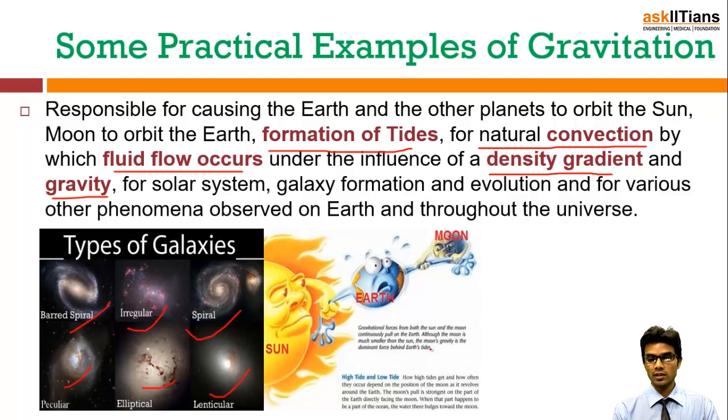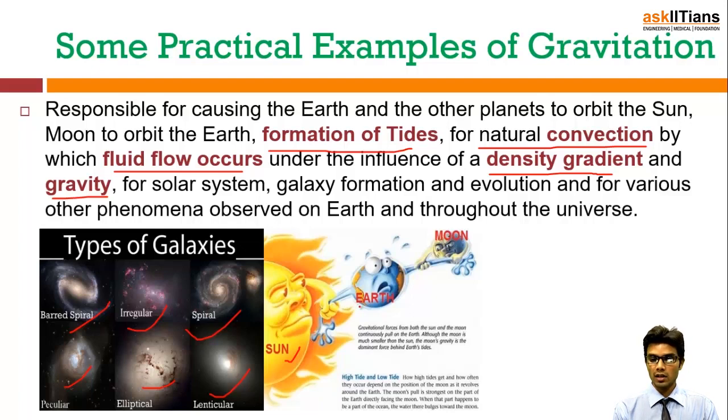Now this is the formation of tides, how tides form. This is the Sun, this is the Earth, and this is the Moon. So these are the three bodies having mass. There is some mass with the Earth, mass with the Sun, mass with the Moon. So all these three bodies have some mass. If bodies have mass, then there must be a force of attraction, a force of gravity, acting between these bodies.